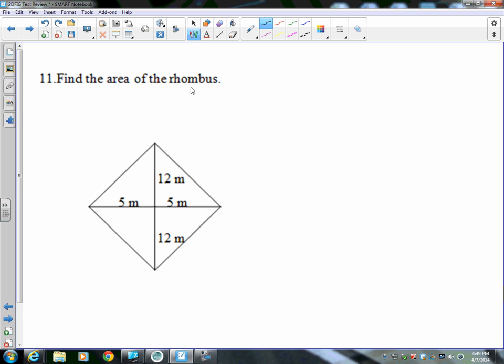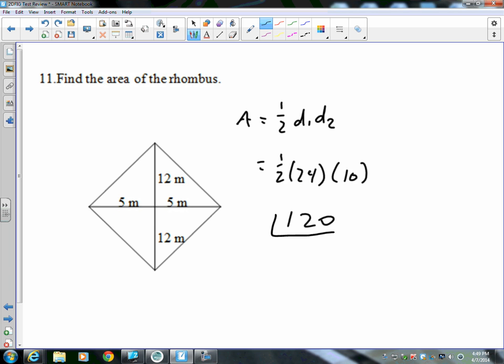Next question, number 11, says to find the area of the rhombus. Area of a rhombus is 1/2 diagonal 1 times diagonal 2. Diagonal 1, let's call this one up and down, diagonal 1. 12 plus 12 is 24. Diagonal 2 of 5 plus 5 is 10. 1/2 times 24 times 10 gives us 120.